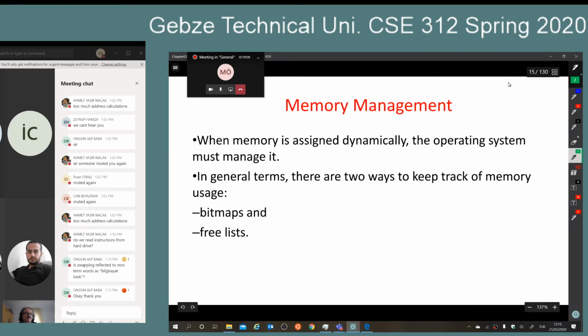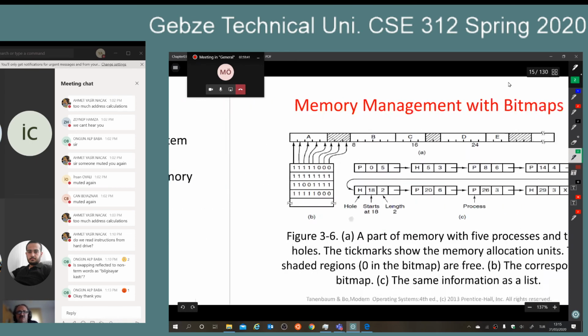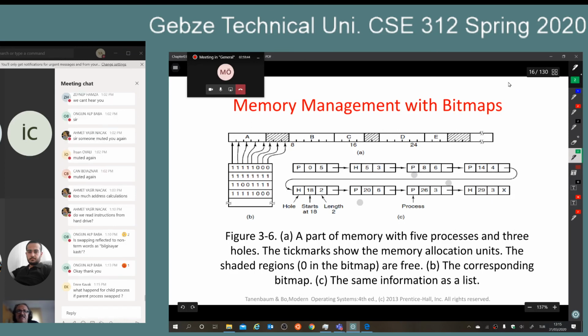Okay. So if I have more than one program in my memory, many programs, then I need to keep track of who is using what part of the memory. That's one part of the memory management. When the memory is assigned dynamically, the operating system must manage it. That means, in general terms, there are two ways of doing it. Of course, you may come up with many other ways, but there are two general ways of doing it. One is bitmap, the other one is linked list.